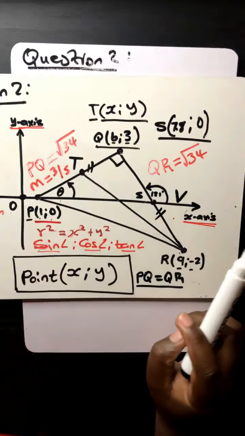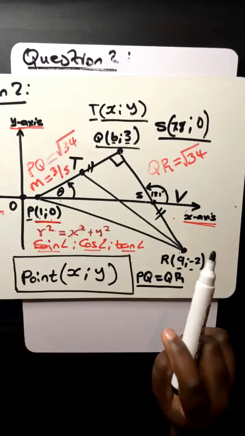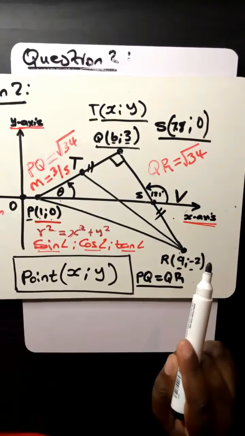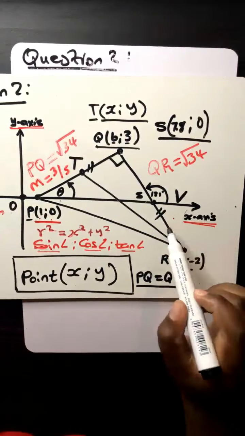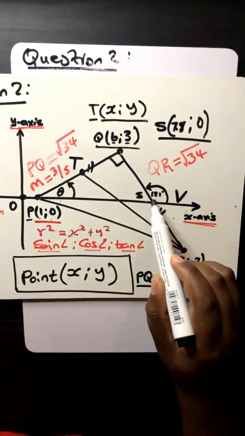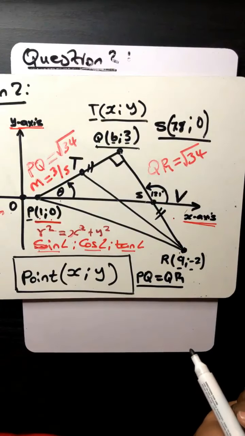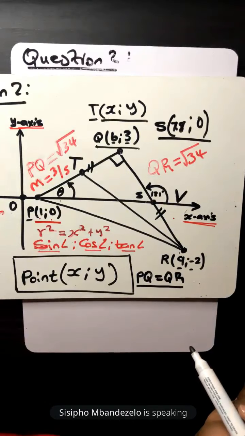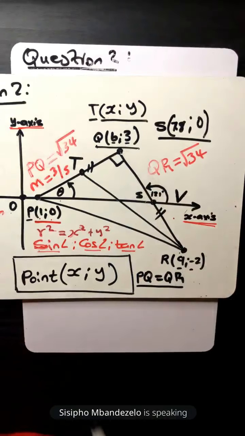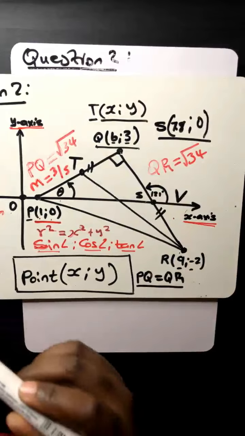Okay, it's fine. But now in this case, the question is, would that information help us to get the coordinates of S? Yes, it would, sir, because we said that the distance between PQ is equal to the distance between QR, meaning that S is the midpoint of QR. Okay, 100%.